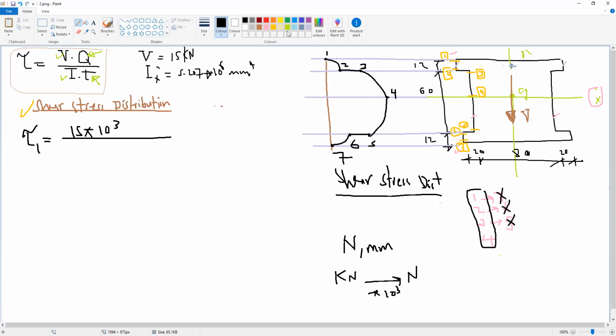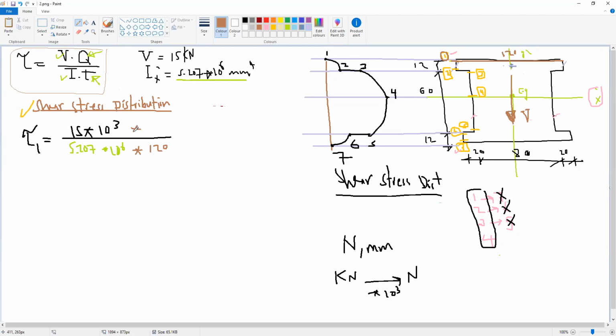Then I, we just got I, 5.207 multiplied by 10 to the power 6. Okay. And T, sorry. What is T? T is the thickness of the cross section at this point. So if we are at 1, this is cut 1 here. So the thickness of 1, this is the thickness of cut 1. So it will be 120. So T will be 120.